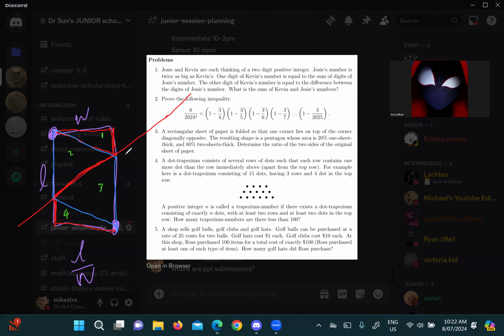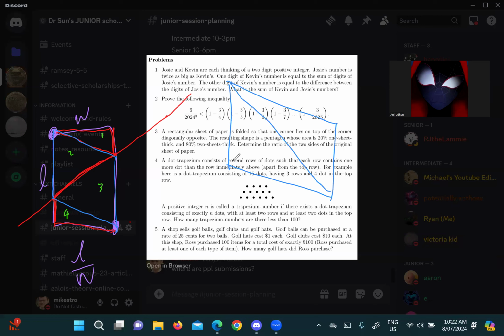Okay, so if you have a parallelogram, you know the diagonals bisect each other. Do you know that? Yeah. Do you guys know that? Okay, well maybe we can prove something like that afterwards.